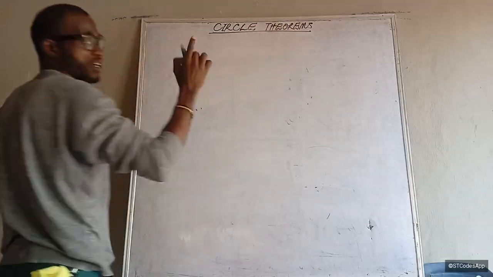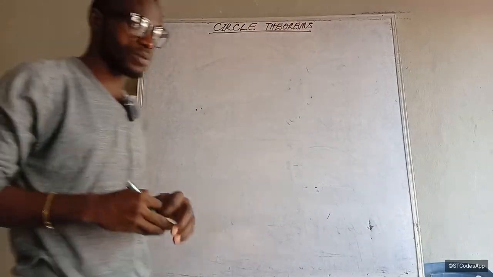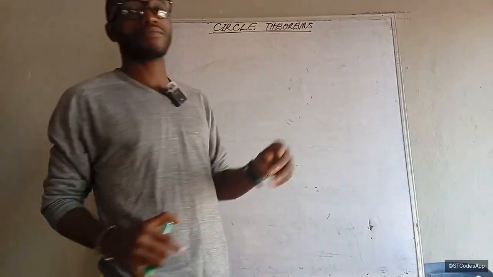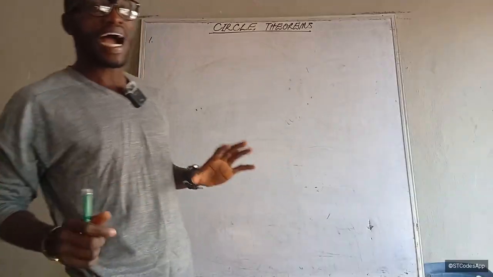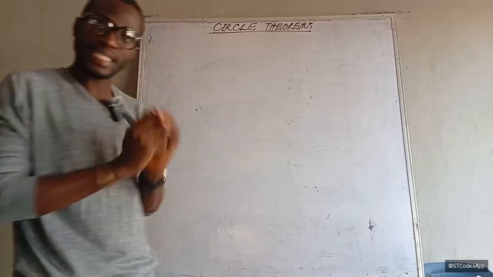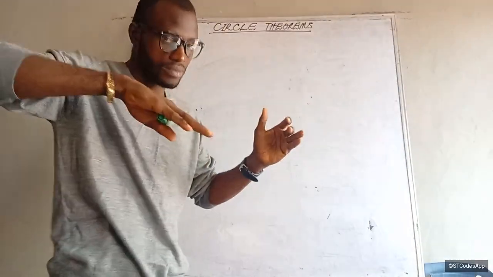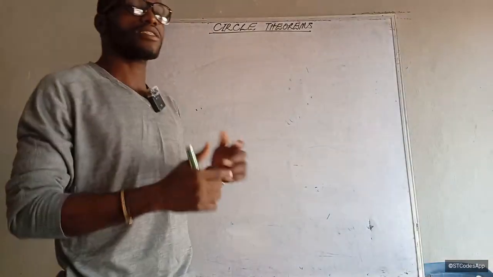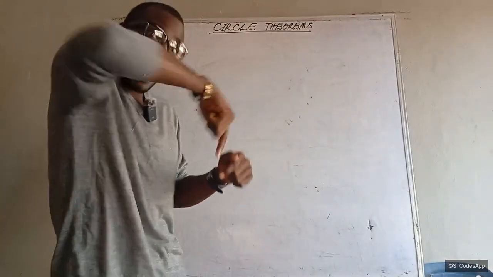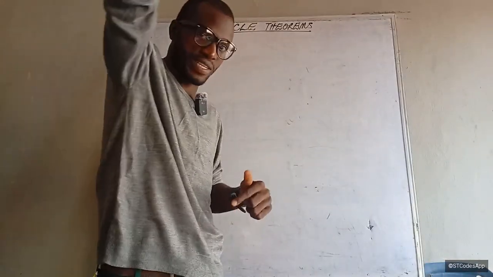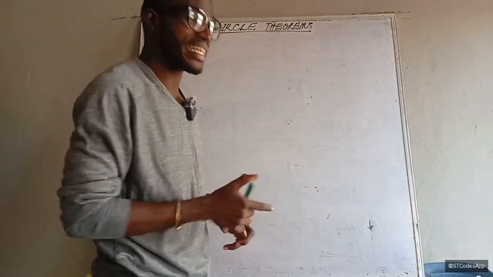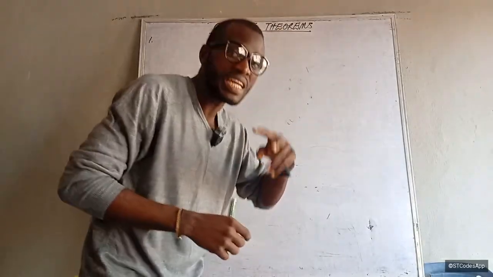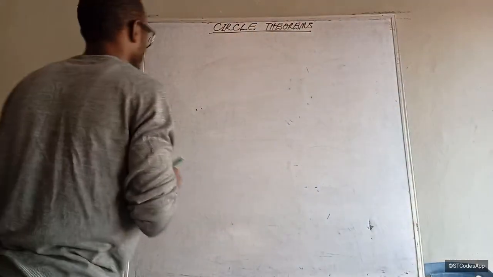Now, the first theorem we'll discuss is, now I'll not be writing on the board because I want us to be fast. Now you write, it is a theorem that says that the angle subtended by an arc at the center of the circle is double that which that arc subtends at the circumference. I repeat, the angle that an arc subtends at the center is going to be double the one it subtends at the circumference. Let me show you what that is.